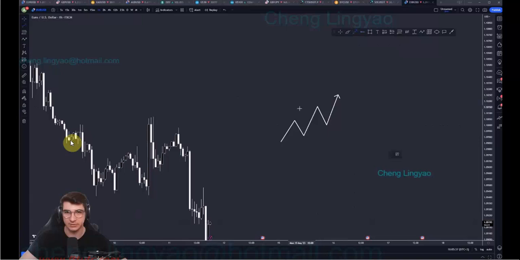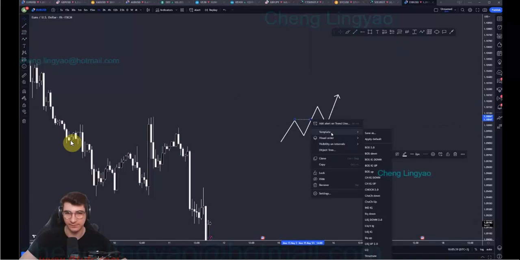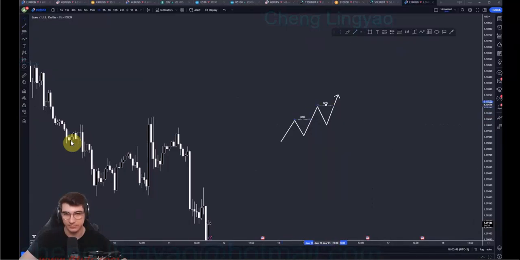As I mentioned earlier in the videos, we have breaks of structure to the upside, but we also have demand zones that are getting respected and where we should take entries from. So this is the best area to trade from. Once you get the pullback, you wait for price to tap back into your supply or demand zone, and then you start trading from it.